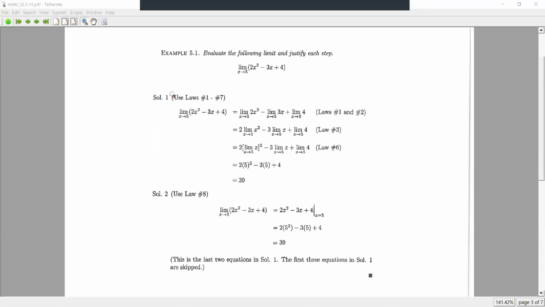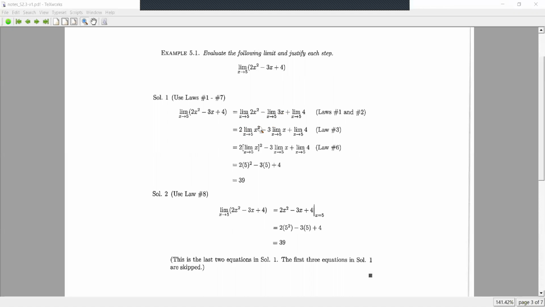Now, solution 1. By difference and summation laws, I can split this limit into this limit minus this limit plus this limit. Then by constant times a function law, I can move constant 2 outside this limit and constant number 3 outside this limit, to get this equation.